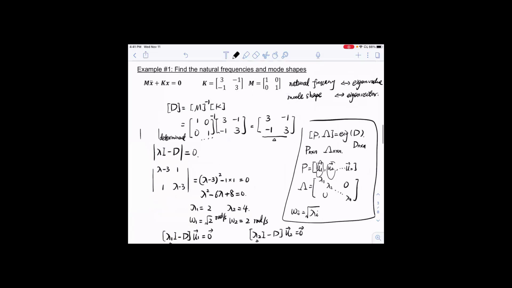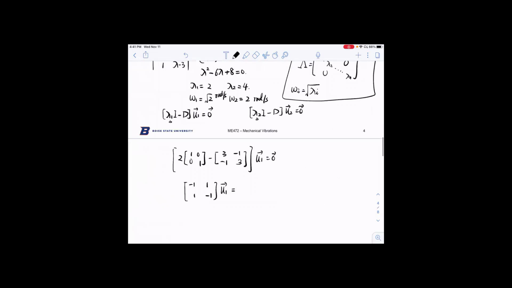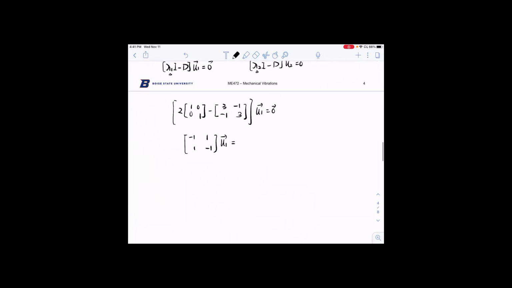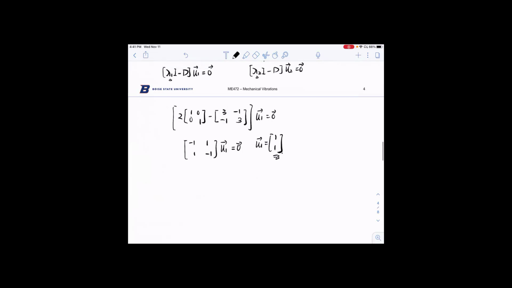Check correct. 1 minus D. Yep. And then you can calculate that your U1 is just 1 and 1. That's your first mode. We call this a mode corresponding to the first natural frequency. So the mode shape and natural frequency have a one-to-one correspondence. For one natural frequency, you have one mode shape.